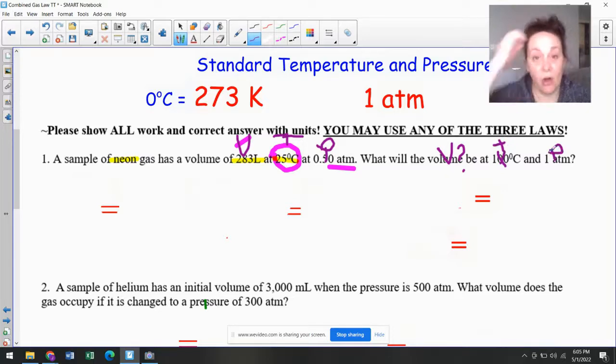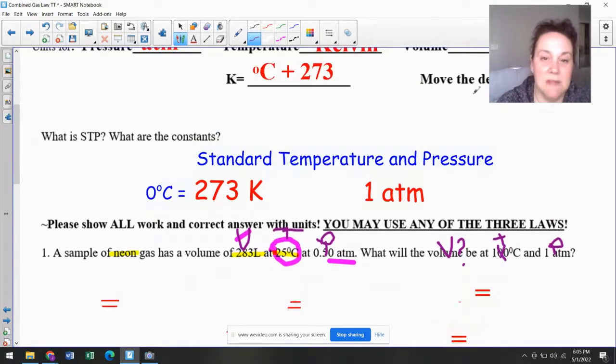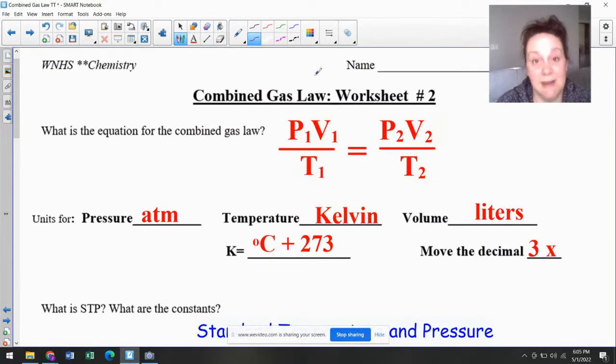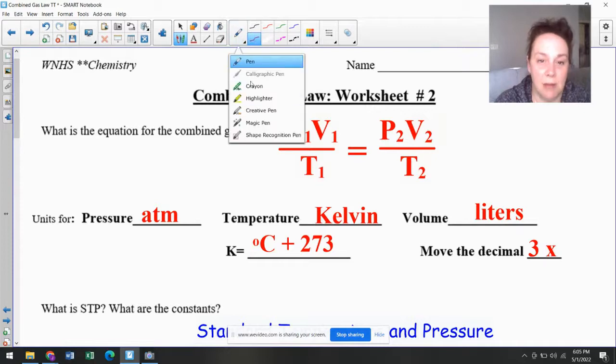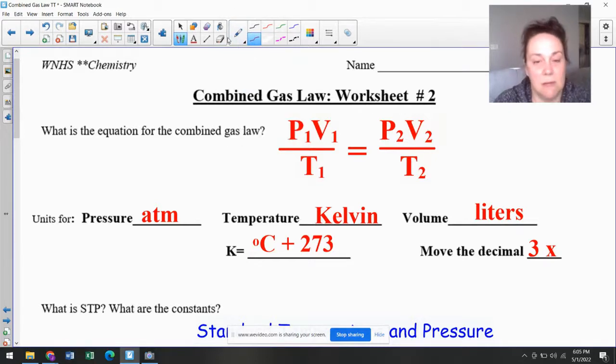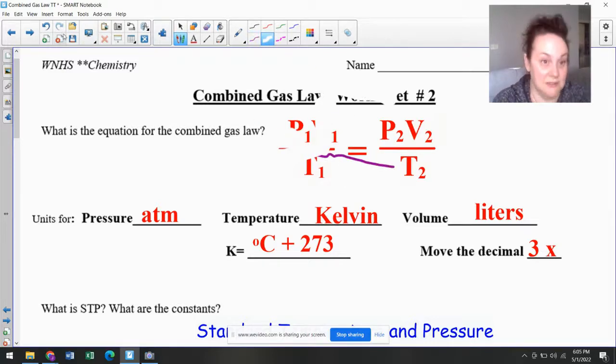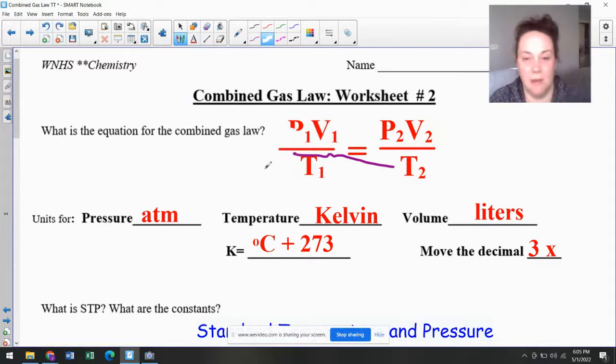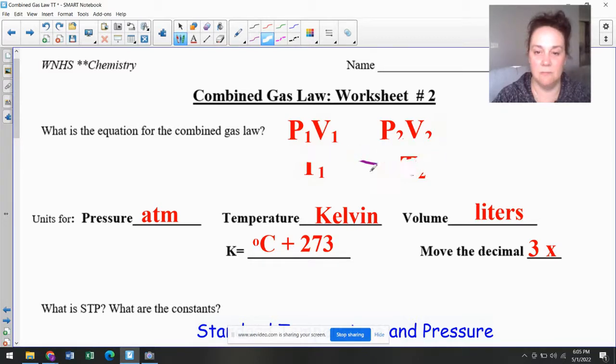When I see I have all 3 variables, that means I need to use the combined gas law. The nice thing about the combined gas law is that it's really the only one you need to memorize. If you just have pressure and volume, take the temperature part away, and there's Boyle's law right there.